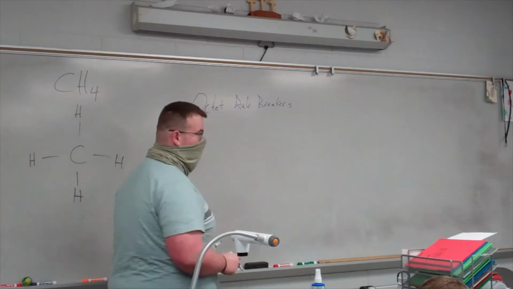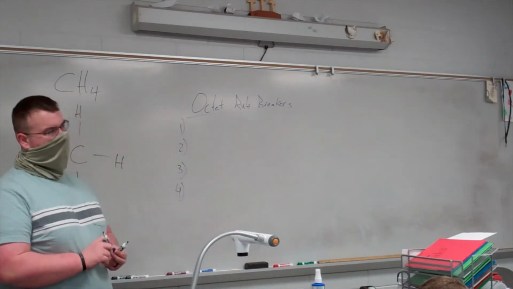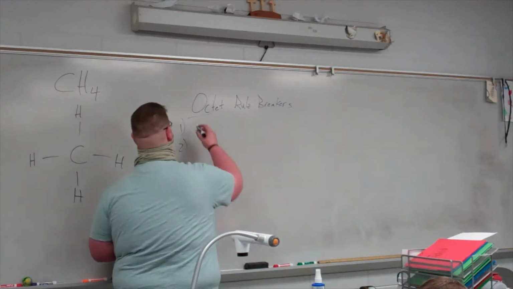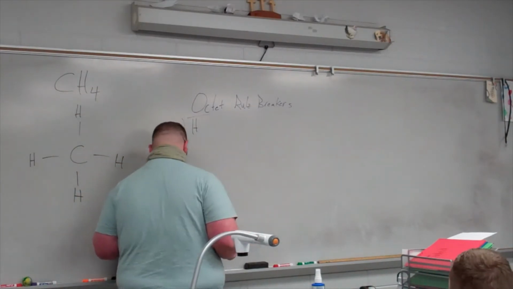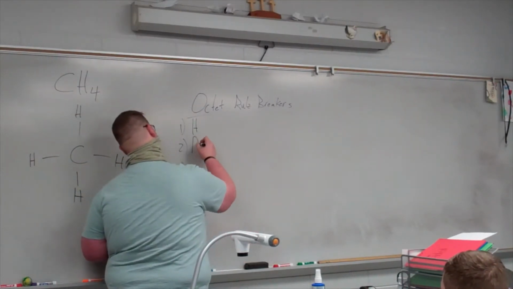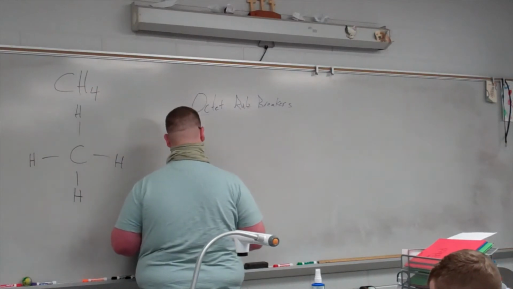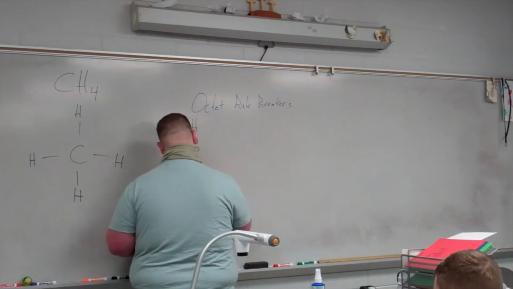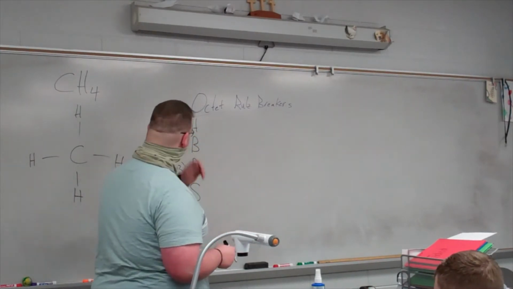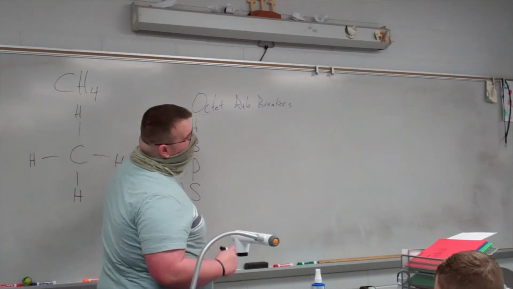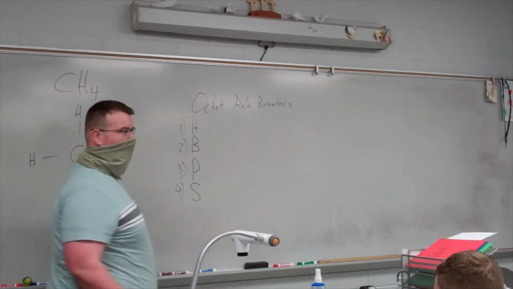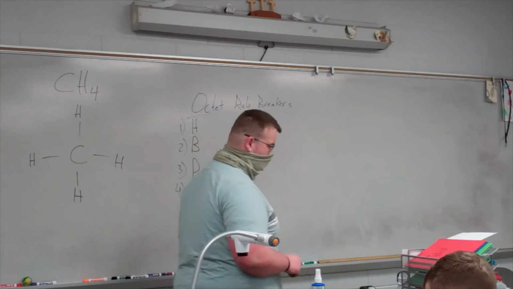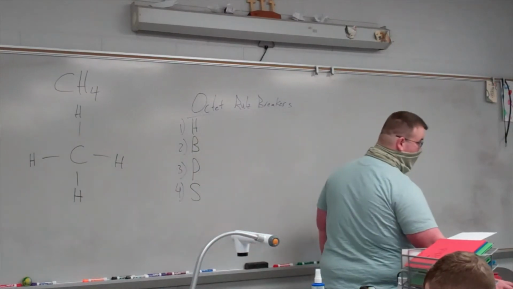What are your 4 octet rule breakers? Hydrogen, boron, phosphorus, and sulfur. Why is hydrogen a rule breaker? Why do we care so much about that? Well, fill the subshell.